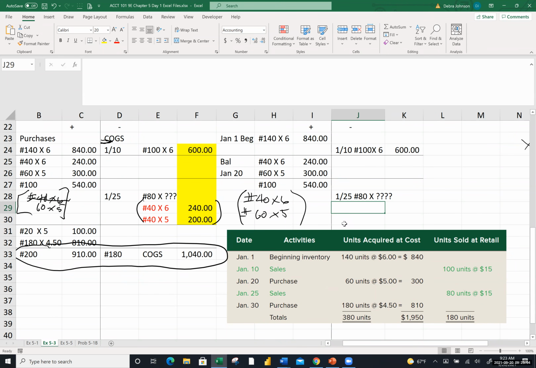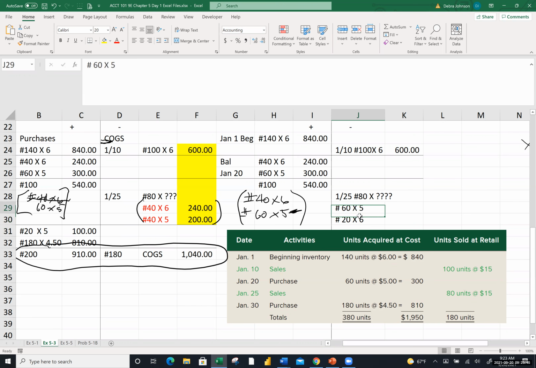Okay, remember the name. Last one in is the first one out. Last one in is the first one out. That means I'm going to start from the bottom here and work my way up. So I'm going to make this red so I don't do what I did in the last one and double count it. We had 60 units at $5 come out. And that means to get it up to 80, we'll have to take out 20 more units, this time at $6.